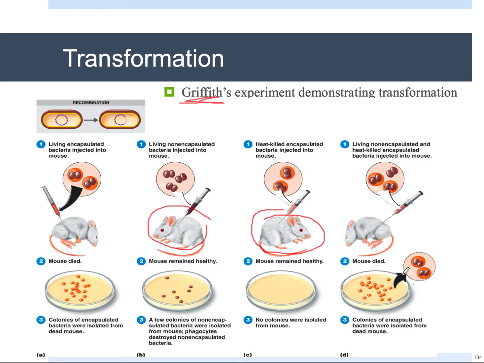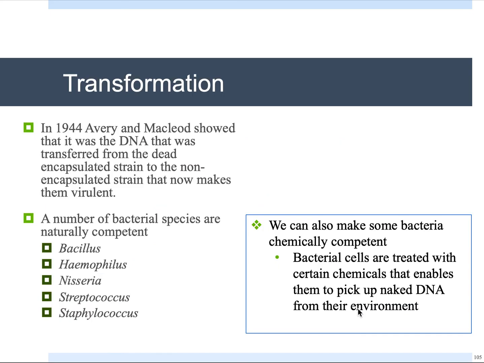So what really happened here? We're able to isolate encapsulated bacteria that were virulent. Remember, the ones that we introduced were heat killed, but we're able to isolate those that were actually encapsulated and living. And this is a result of transformation. Transformation is when DNA is transferred from the dead encapsulated strain to the non-encapsulated strains that are living, and then they end up becoming virulent themselves.